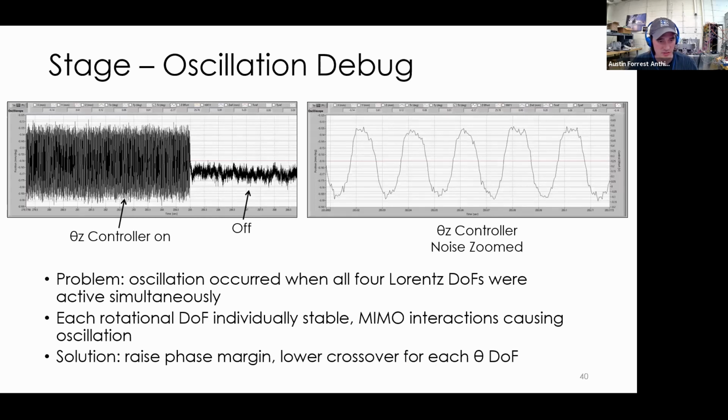While I was just doing the Lorentz actuators, I had this funny problem where each rotational degree of freedom was stable, but when I turned them all on at the same time, I would get this oscillation, and theta Z was the worst. If I zoom in, it's a kind of constant frequency oscillation. I still don't know exactly what's going on, so I kind of hand wave and say it was MIMO interactions. But the way I got around it was increasing the phase margin of my rotational degrees of freedom and then lowering their crossover frequency. Once I did that, it was able to eliminate this extra oscillation problem.